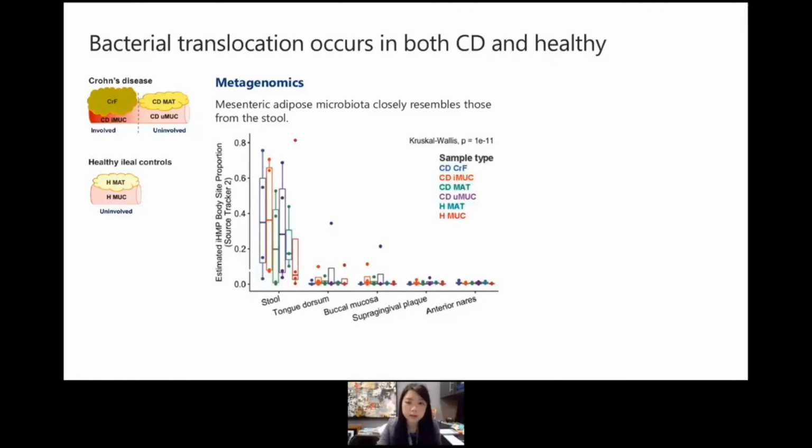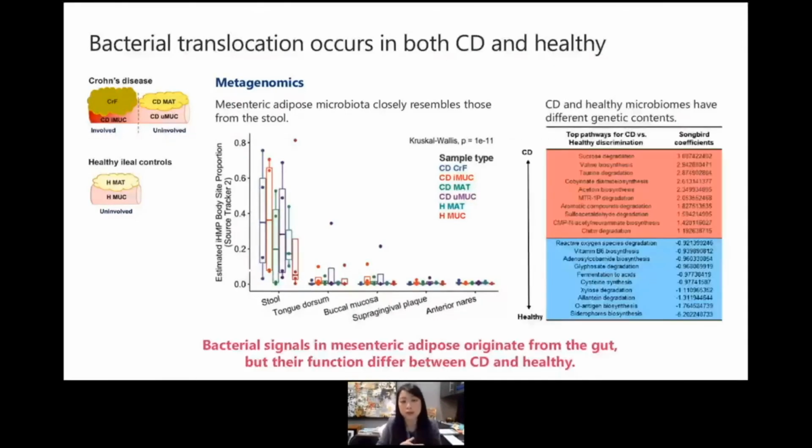And then we wanted to figure out what sort of function these communities might possess in the fat. And so we looked at the metabolic pathways, and we found that the Crohn's disease communities have a very different set of genes compared to the healthy specimens. In particular, the healthy specimens are very good at performing fiber fermentation that can lead to short-chain fatty acids.